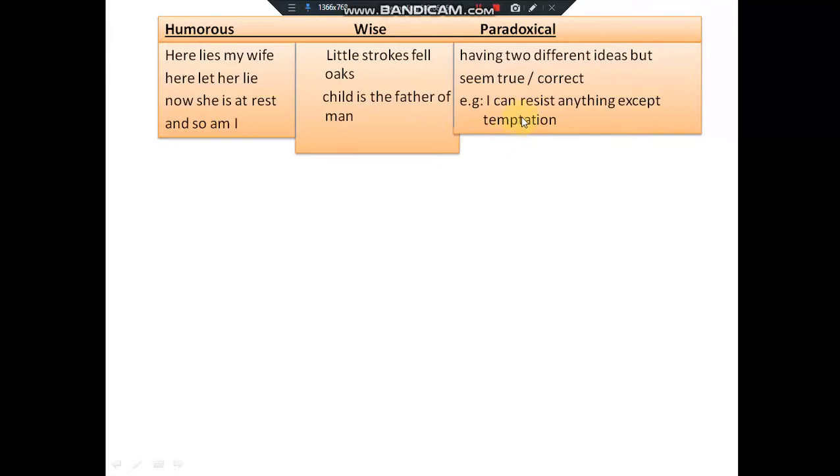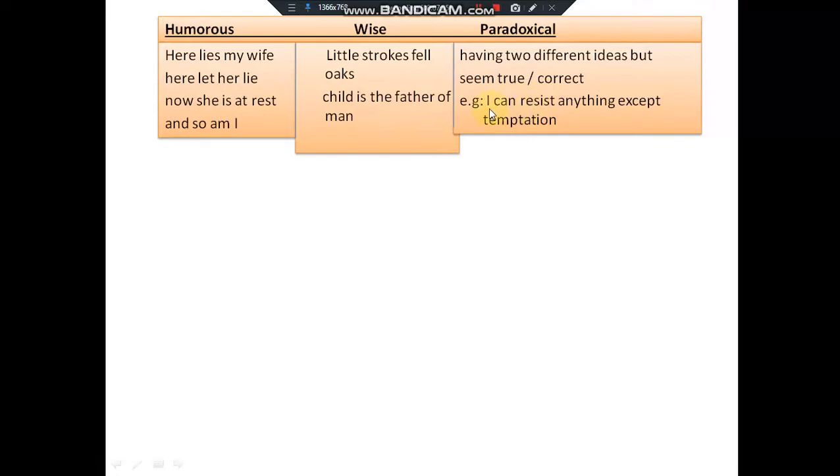Obviously that is a part of human nature, and the writer says I can overcome anything in life except the greed, the thing that I wish to desire to achieve. So the writer clearly says that he cannot control the temptation. So this is an opposite idea. On the one hand, the writer is saying that he can resist.